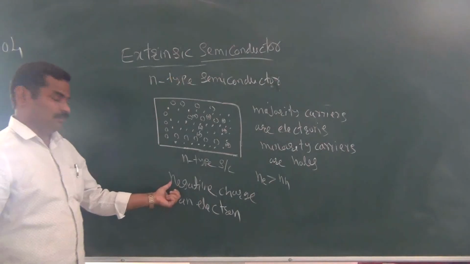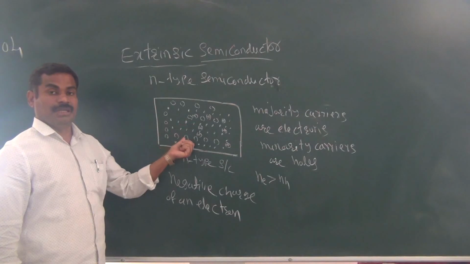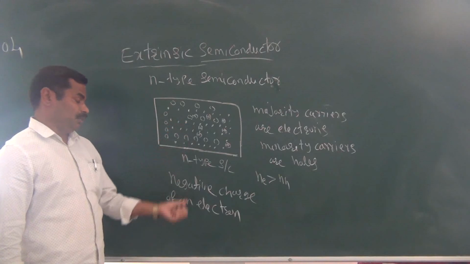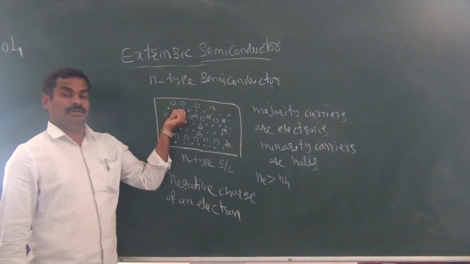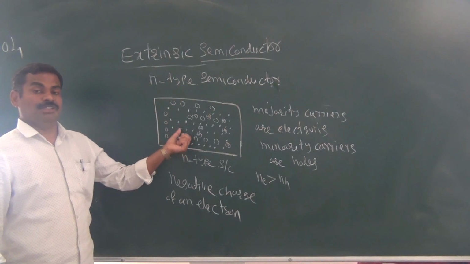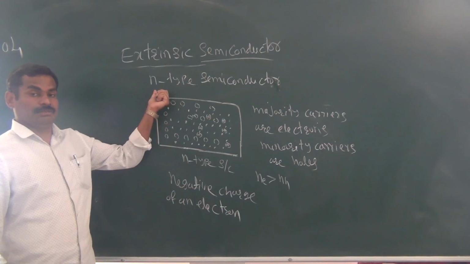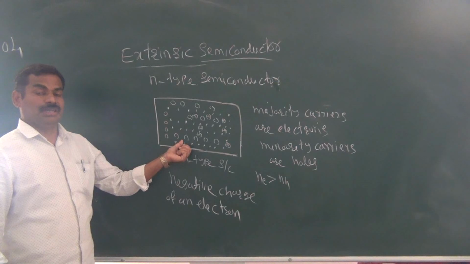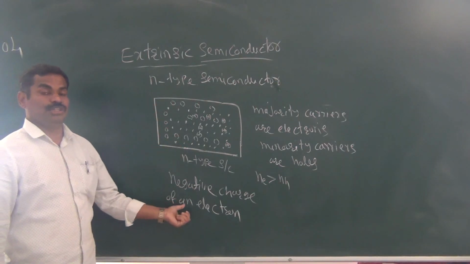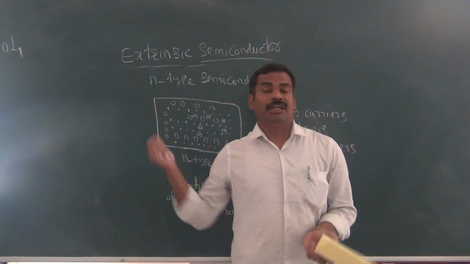This is the N. N stands for negative, because in the n-type semiconductor the electrons are majority carriers and they have the negative charge. That's why they gave the name n-type semiconductor. The majority carriers are electrons, they have negative charge, and that is the negative charge of the electron. This is about the importance of your n-type semiconductor.